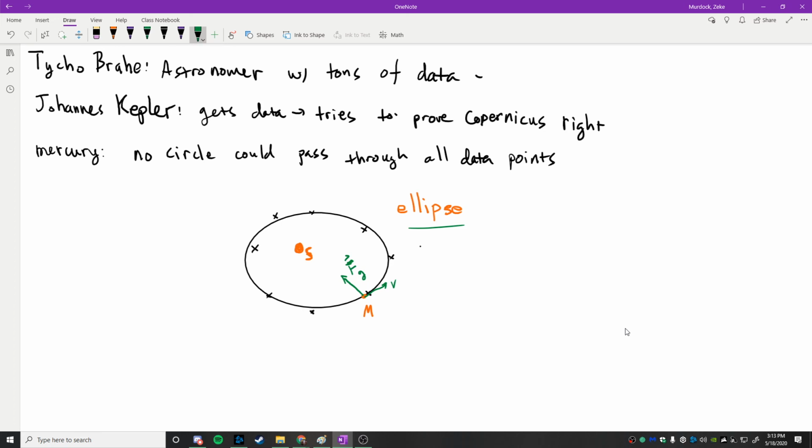So I think this is probably just as good a place as any to take a break, until maybe 3:25, and then we'll come back and talk about Kepler's laws, and Newton's theory of gravitation, and we'll do some problems if we have time.